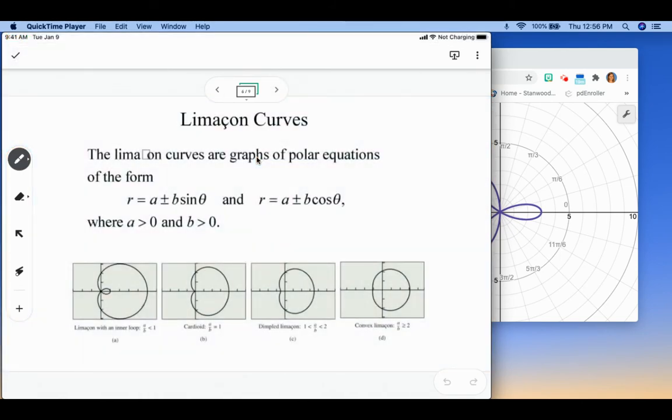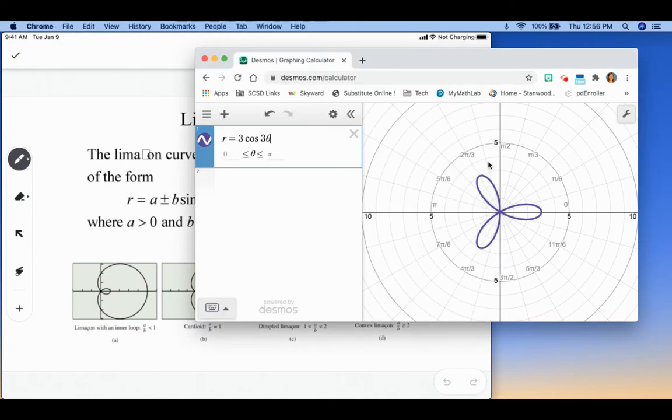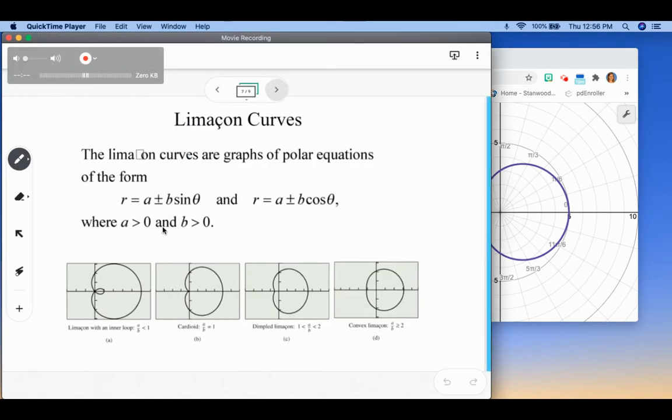This is limaçon curves, and it's the same idea. So we can type in, if I go back here, r equals, let's say, 3 plus 2 sine of theta. Okay, and you can play around with different values. And then if I change this to cosine, you can see the orientation of the graph changes. Okay, so we're going to do an example with that.